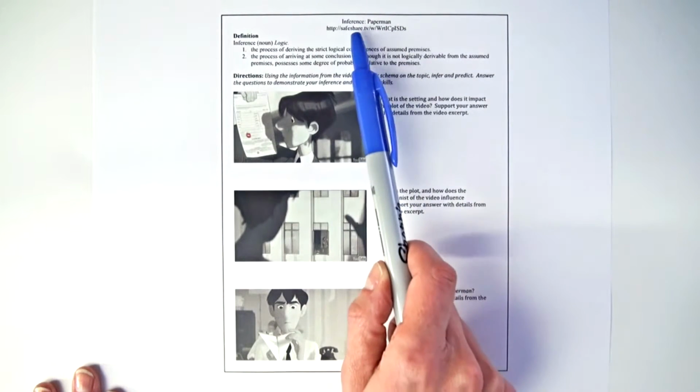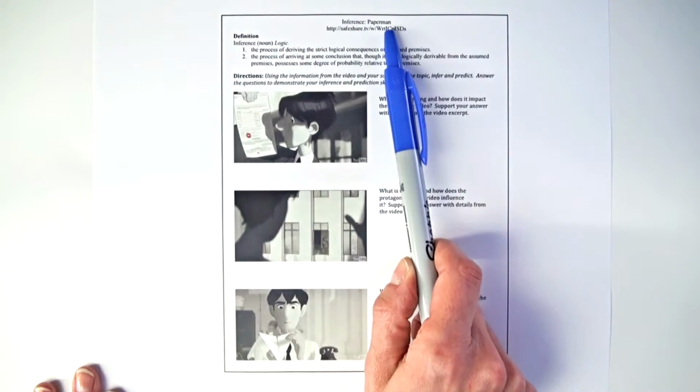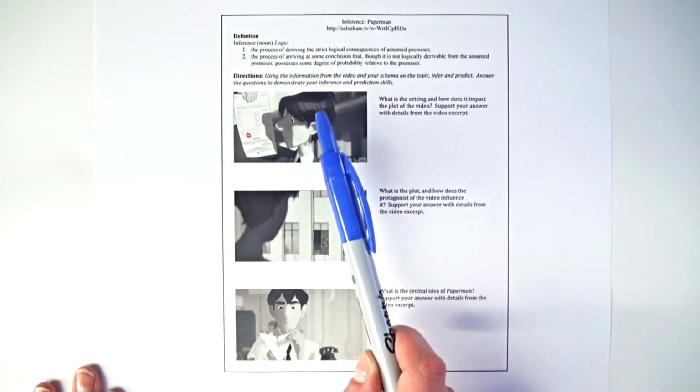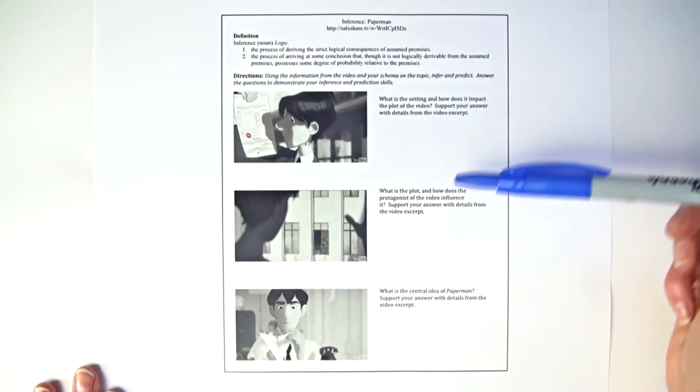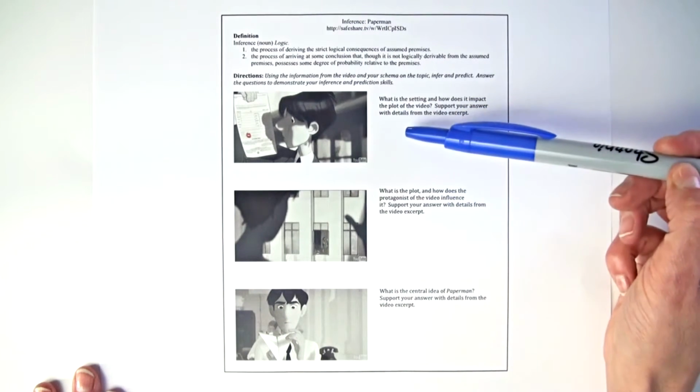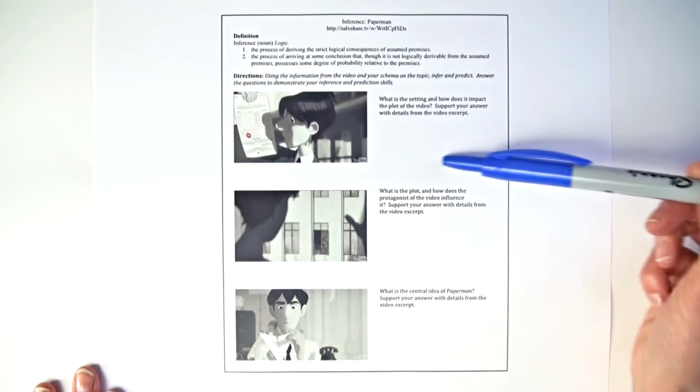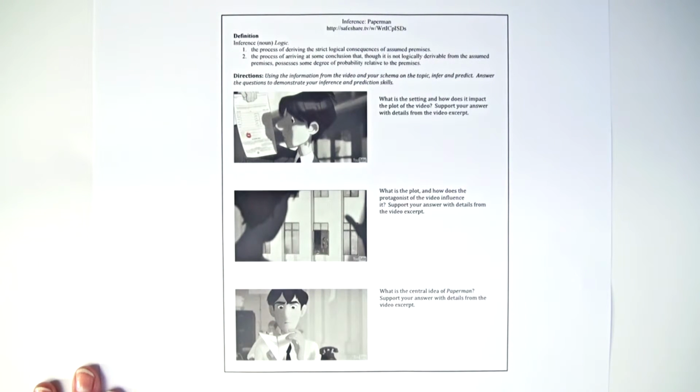And she used animated short videos like Paperman. She took screenshots and put her questions about the text adjacent to them. So while watching the video, students were taking notes, citing evidence, and preparing to answer the questions. Keep in mind your video clips only need to be a few minutes long. The shorter they are, the more practice, the more frequency you can infuse them into your curriculum.